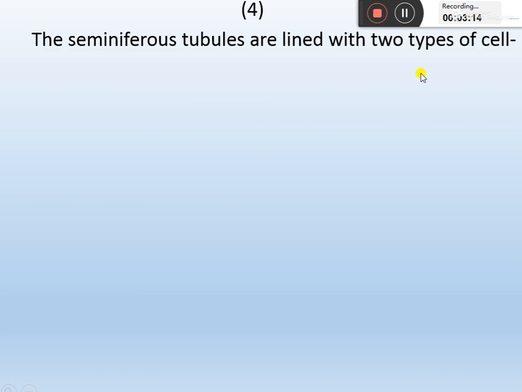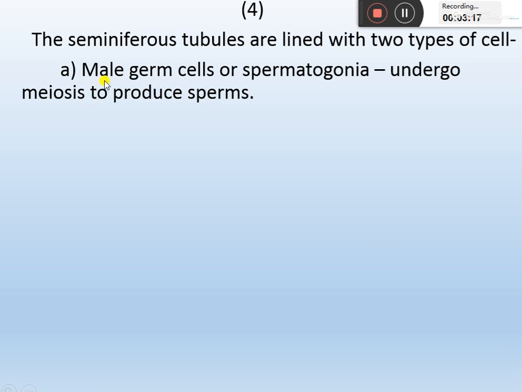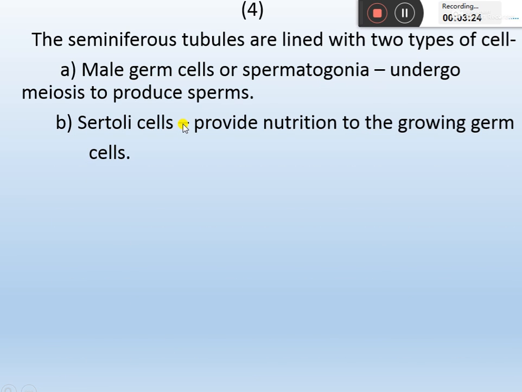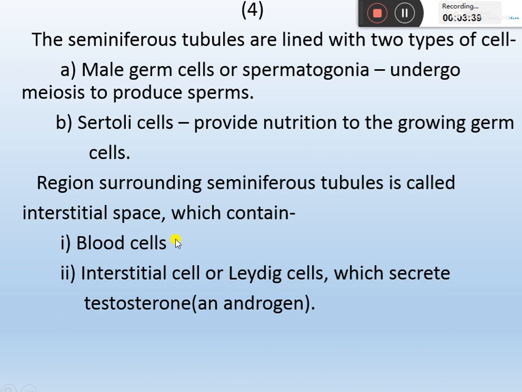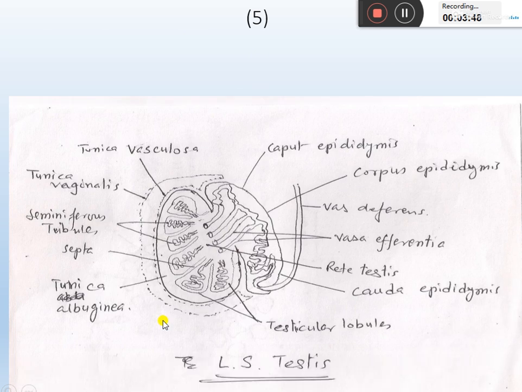Seminiferous tubules are lined with two types of cells: the male germ cells or spermatogonia, which undergo meiosis to produce the sperms, and second, the Sertoli cells, which provide nutrition to the growing germ cells. The region surrounding the seminiferous tubules is called the interstitial space, which contains blood vessels and interstitial cells or Leydig cells, which secrete the testosterone hormone, which is an androgen hormone.